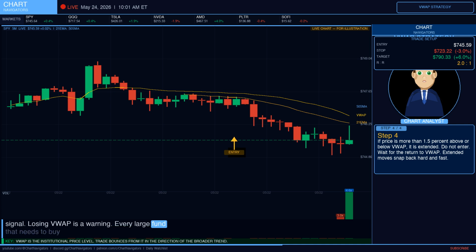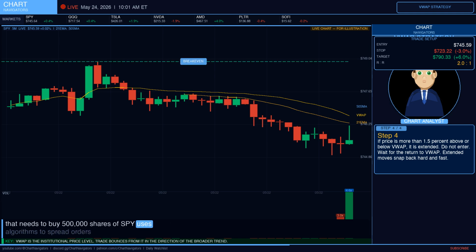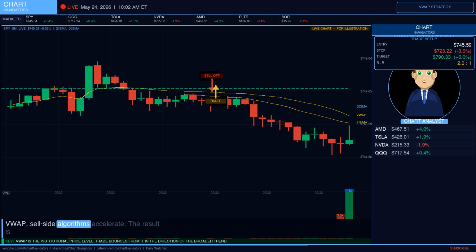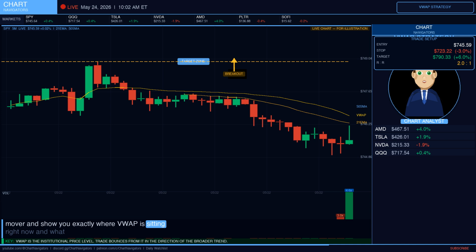Every large fund that needs to buy 500,000 shares of SPY uses algorithms to spread orders throughout the day, benchmarked against VWAP. When price dips below VWAP, buy-side algorithms automatically accelerate. When price rises above VWAP, sell-side algorithms accelerate. The result is that VWAP acts as a magnet throughout the session. You are trading with the flow of institutional order execution. I am going to pull up today's top mover and show you exactly where VWAP is sitting right now and what the current positioning is telling us.